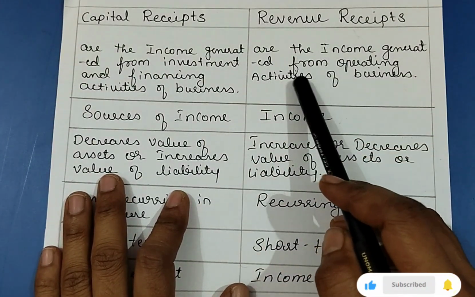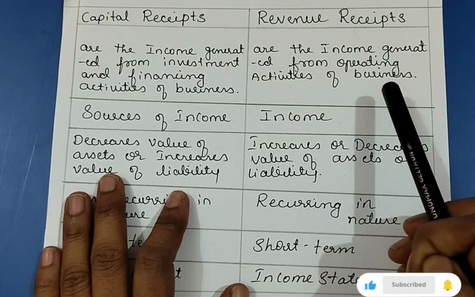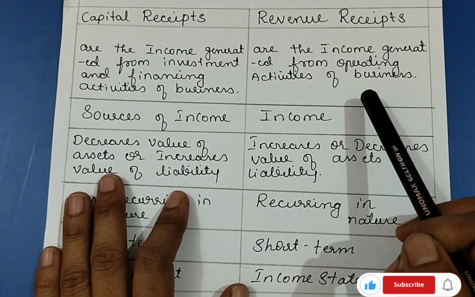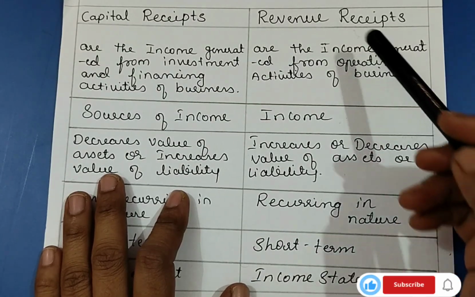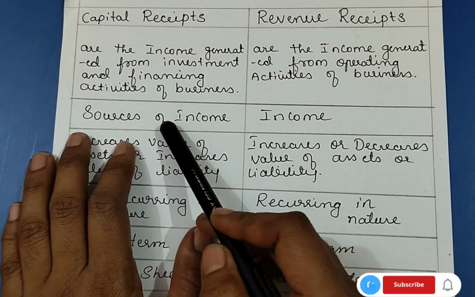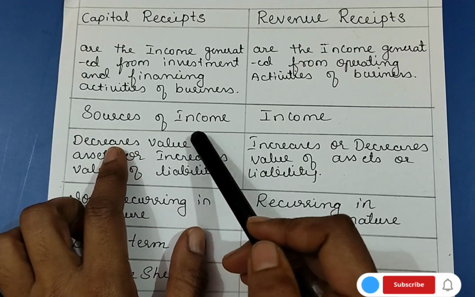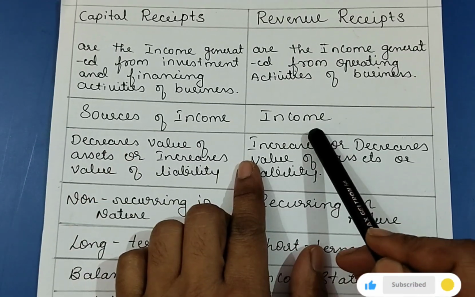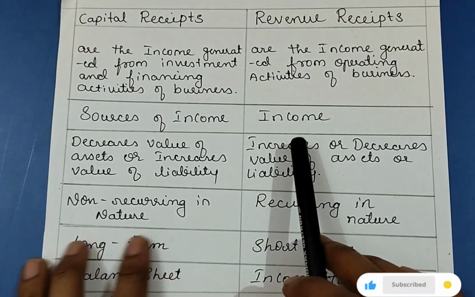And revenue receipts are income generated through operating activities, by sale or rendering services. Through these activities, whatever revenue we have earned will be called revenue receipts. The capital receipts will be our sources of income, and revenue receipts is purely an income generated from the activities.